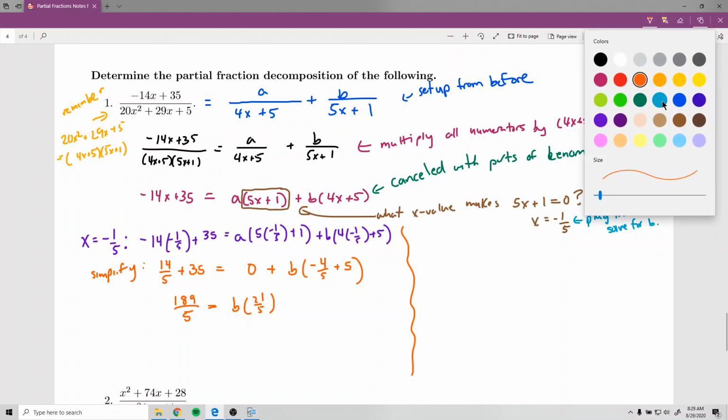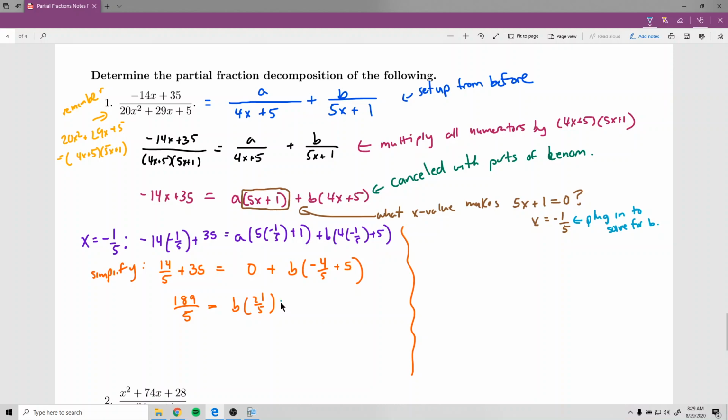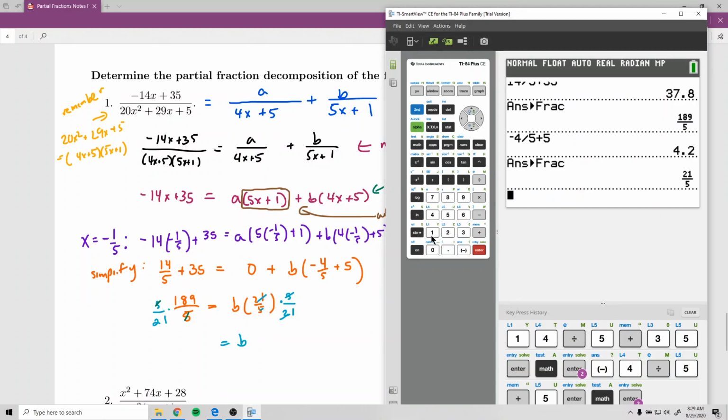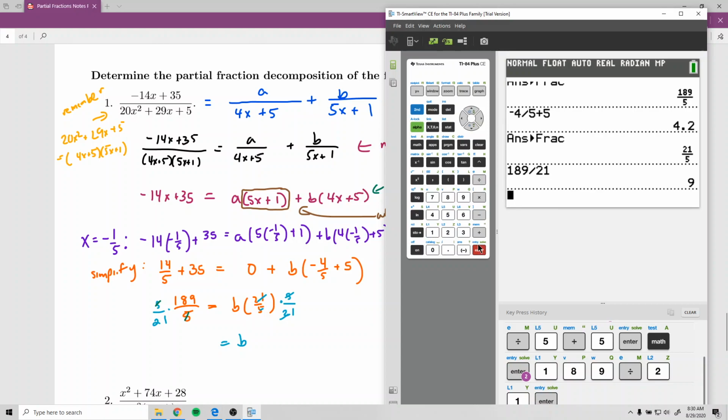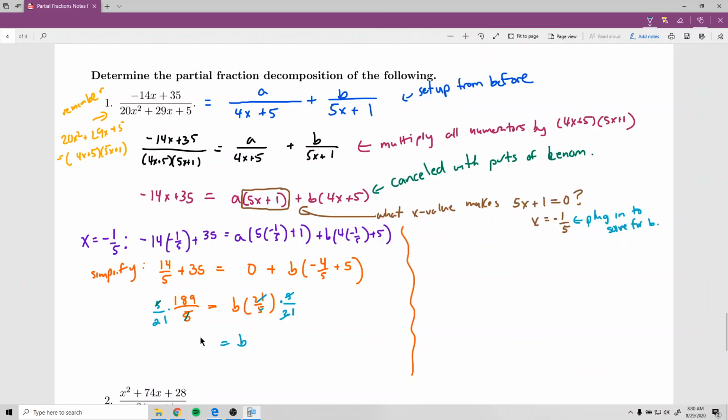To finish solving for b, multiply by the reciprocal, 5 over 21. So the 5 and 21s cancel, and we get b equals, well, at least the 5s cancel. Let's see, does 189 and 21 cancel? Looks like it'd be 9. It is. So b is actually just 9. Okay.